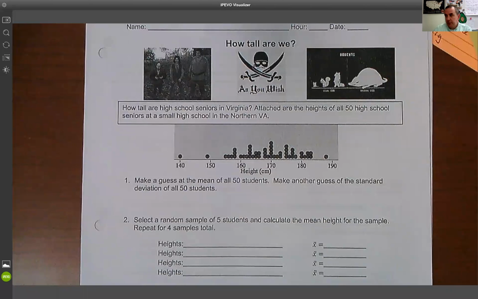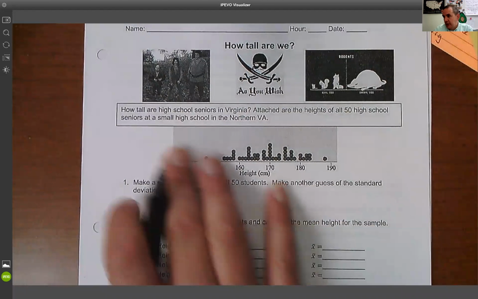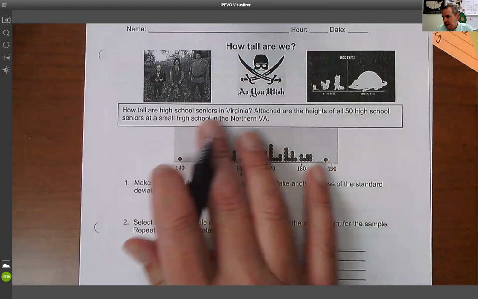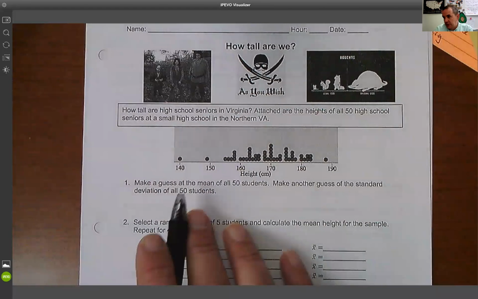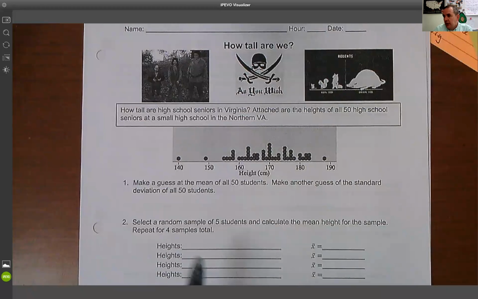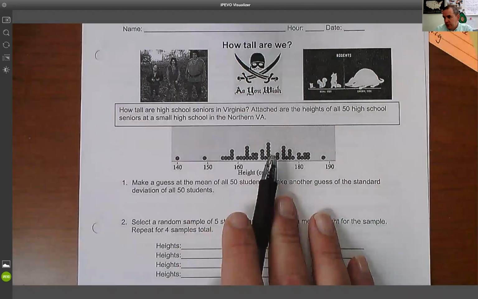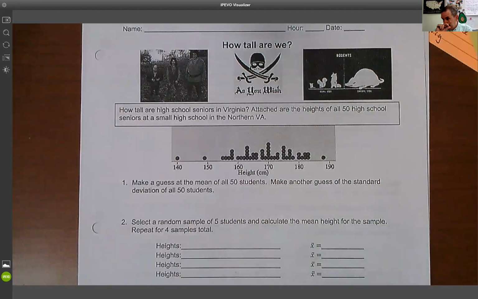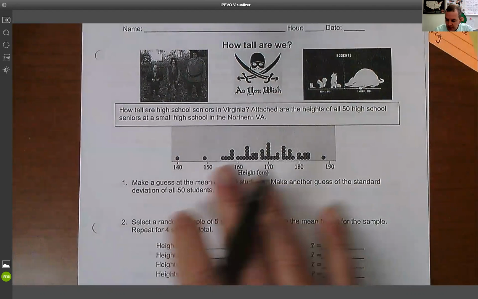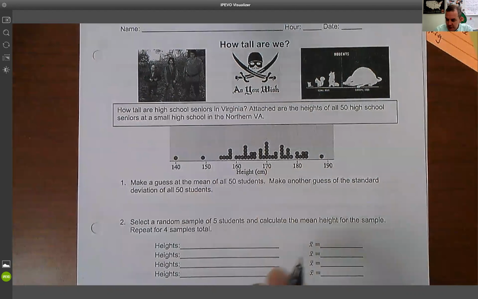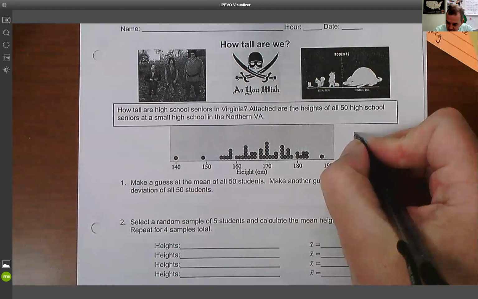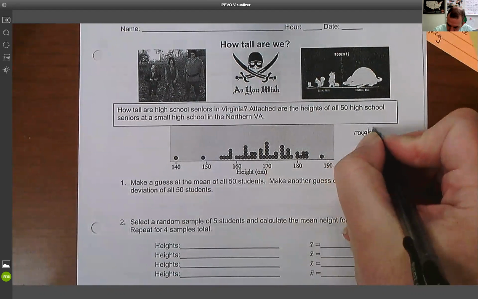What we did is we have a sampling distribution here, and this is how tall high school seniors in Virginia are, attached to the heights of all 50 high school seniors in a small high school in Northern Virginia. So if we look at this distribution, let's make a guess at the mean of the 50 and standard deviation. This appears roughly symmetric to me. If you really look at this, this is definitely roughly symmetric.